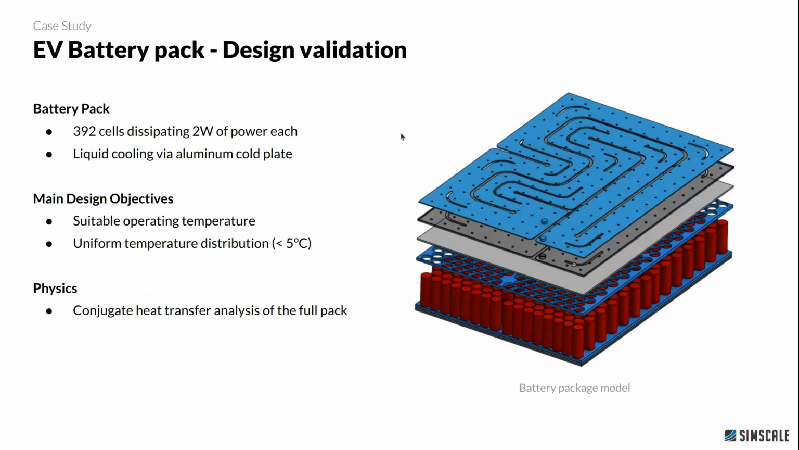So we will take the full pack. We now see one of these design variations that we have for the cooling plate. We will mount this on top of our battery pack, around 400 cells. Where we have now our liquid cooling plate, trying to reach the objectives of a suitable operating temperature and ideally a uniform temperature distribution that we want to keep below 5 degrees C or Kelvin. The physics we're going to simulate is conjugate heat transfer, so essentially taking into account all mechanisms of heat transfer. In our case, mostly convection and conduction are interesting here, but we could, of course, add thermal radiation as well if we want.